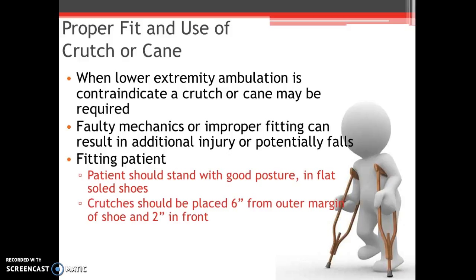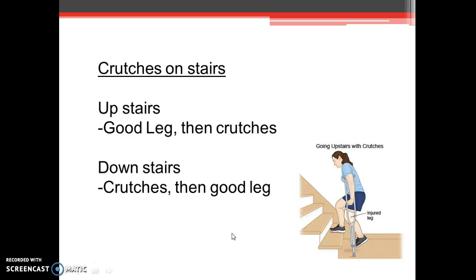One of the last things we want to cover is proper fit of crutches. All right, really all I want you to know on this is a patient should stand with good posture and good shoes, but the crutches should be 6 inches from the outer margin of their feet, so 6 inches out, and 2 inches in front of the shoe. That is proper fitting for crutches.